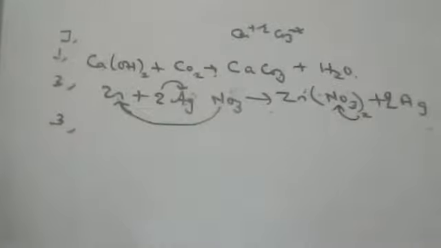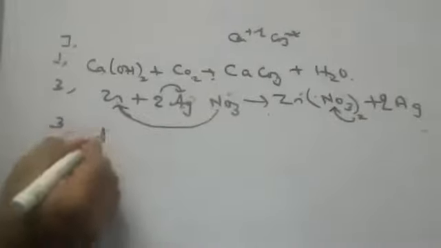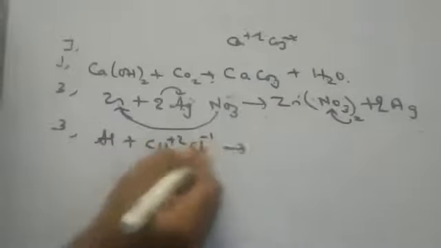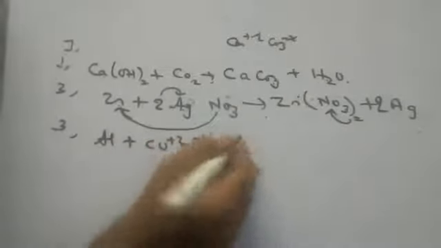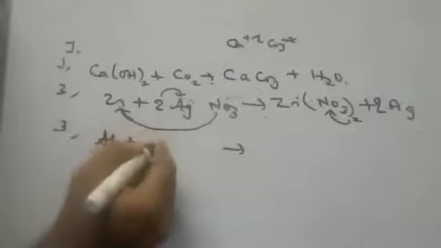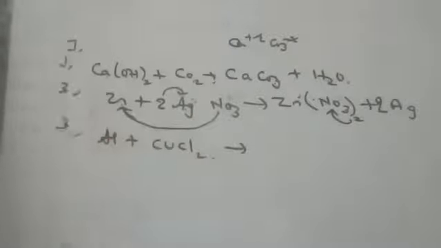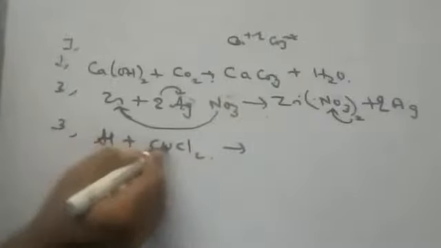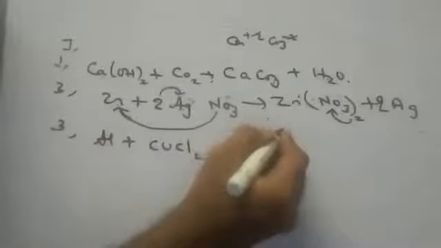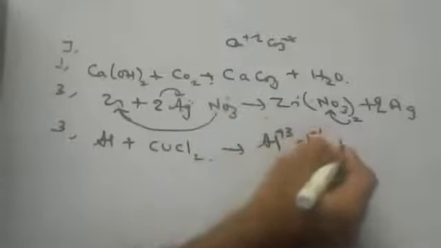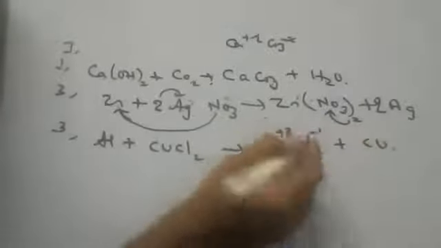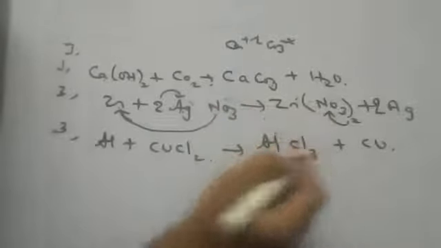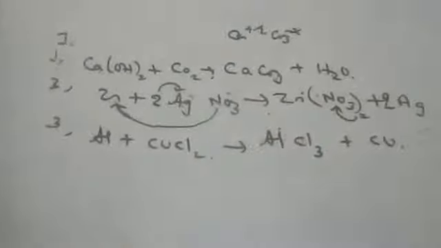Okay, children, next one. Aluminium plus copper chloride. Aluminium, copper, Cu is plus 2, Cl is minus 1. So what is the formula, children? 2 comes here, 1 goes there. What is the formula? CuCl2, copper chloride. It gives what, children? Aluminium chloride plus copper, because a more reactive metal displaces a less reactive metal from its salt. Aluminium chloride, Al is plus 3, Cl is minus 1, so 3 goes down, children. So what will be the formula of aluminium chloride? AlCl3. Okay, children, AlCl3 plus Cu.